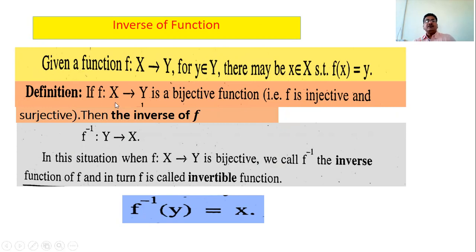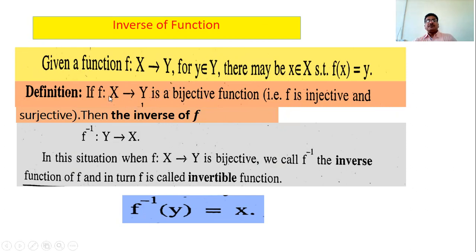Like that, we cannot find the inverse of every function. We can find the inverse of a function if the function is bijective. So this is the necessary condition for the inverse of a function to exist: the function is bijective, that is, injective and surjective. And what is the notation for the inverse? f raised to minus 1, which is a function from Y to X.